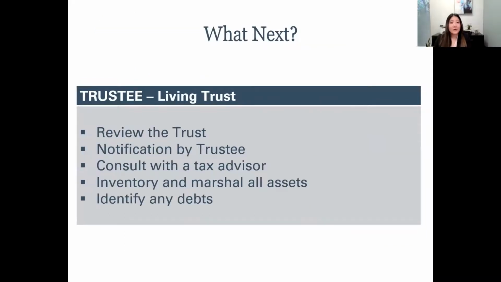Okay, so what next? I'm going to talk more in the context of if the person who created the trust passed away. So for this slide purpose, we're really just talking about if someone created a trust, they died, and then you were named as the primary successor trustee, then generally you have a few basic steps that you have to follow, but they're very important, very critical steps that you want to make sure that you get right.